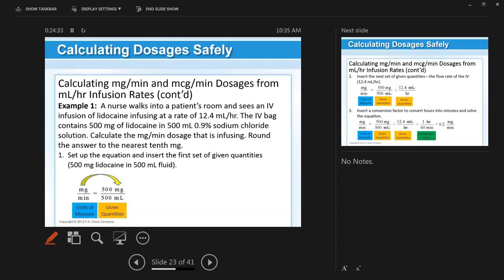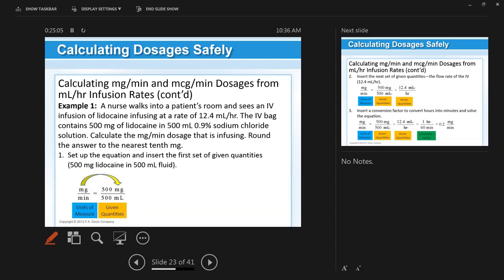So a nurse walks into a client's room and sees an IV infusion of lidocaine infusing at a rate of 12.4 milliliters per hour. The IV bag contains 500 milligrams of lidocaine and 500 milliliters of normal saline. Calculate the milligram per minute dosage that's infusing. Calculate the answer to the nearest 10th milligram. So this would be one way to double check that a solution is infusing at the proper rate per your healthcare provider's order.